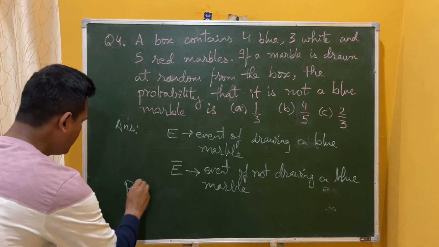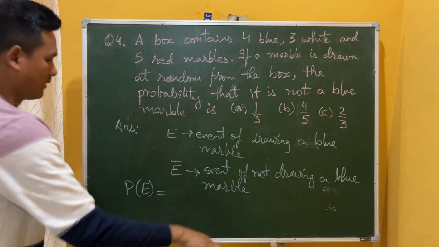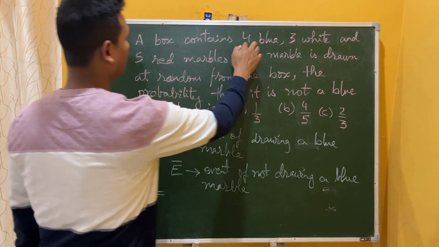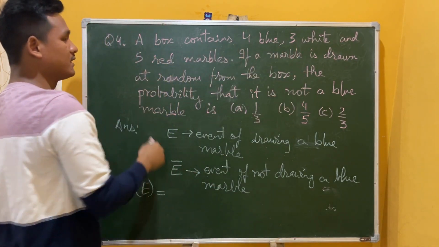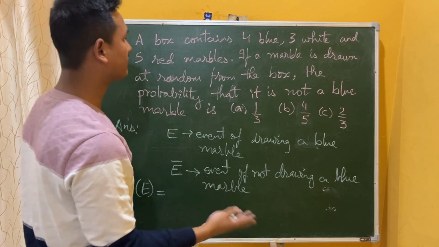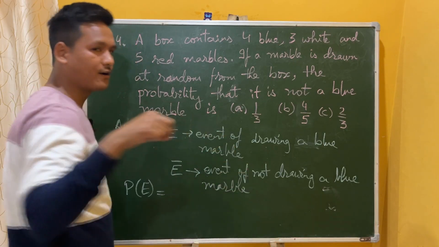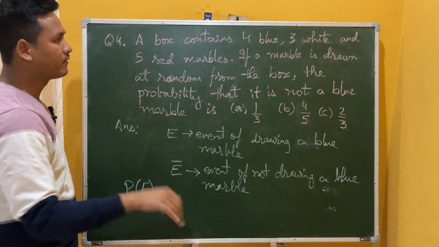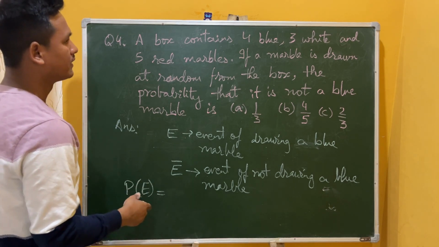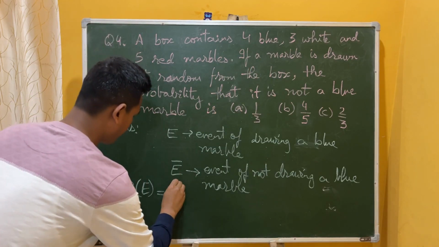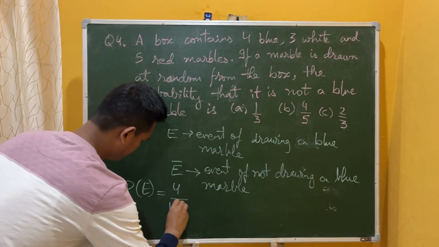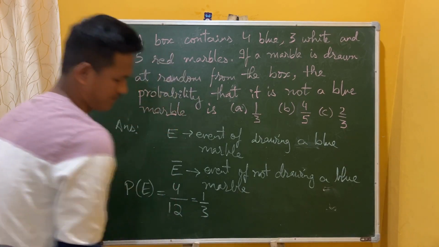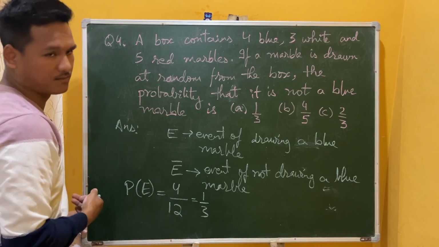Then what is the probability of picking the blue marble? So you have how many marbles in total? 4 plus 3 is 7, 7 plus 5 is 12 marbles in the box or the basket, and you are picking at random. So the probability of getting a blue marble is the number of favorable conditions. There are how many blue? 4 out of 12, which is 1 out of 3. This is the probability of getting a blue marble.